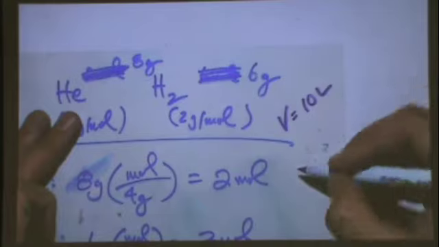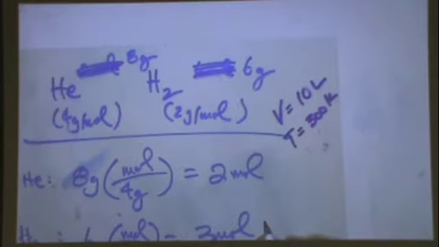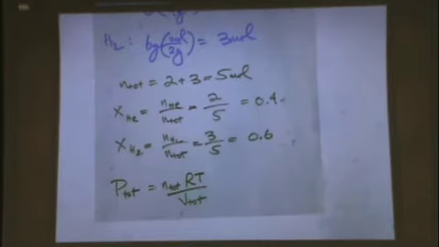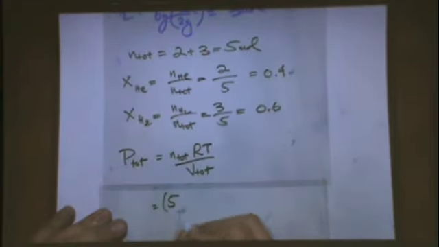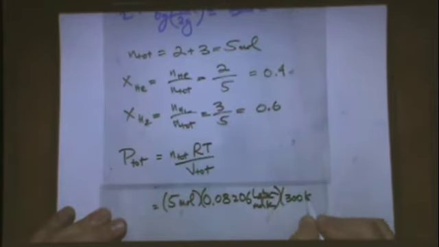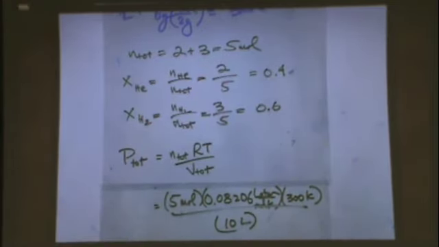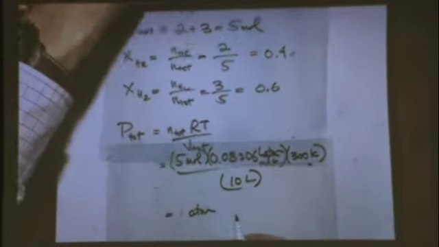V is 10 liters. What else do we need? T, 300 Kelvin. Okay, if we're at 10 liters and 300 Kelvin, now we can do this calculation. In this calculation, N total is 5 moles. R is 0.08206 liters atmospheres per mole Kelvin, times temperature 300 Kelvin, divided by the total volume 10. This will give you P total in units of atmospheres. I'll let you calculate that because I just made up the question. Okay?